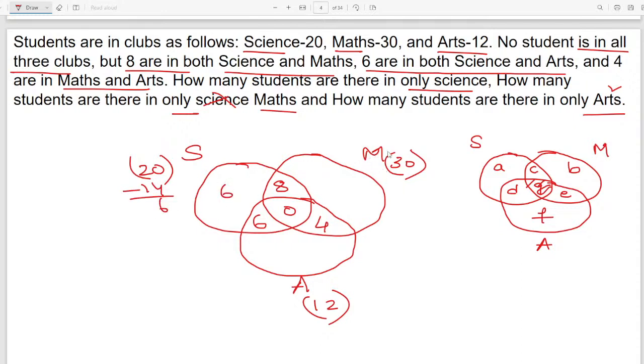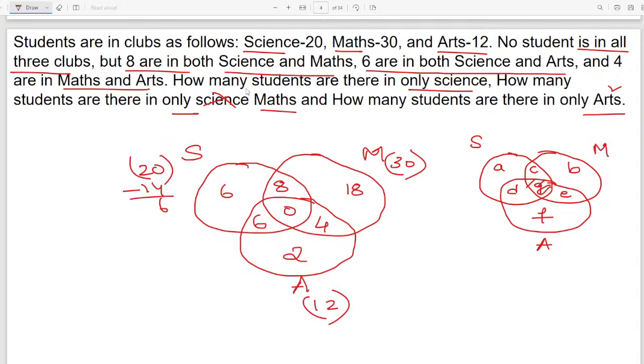And totally in maths, there are 30. Already we have counted 8 and 4, that is 12, and the remaining part is 18. And here, the number of students who are in science and arts are 6, and the number of students who are in maths and arts are 4. So the remaining is 2. So when you add this, you would get the number of students in the arts club.